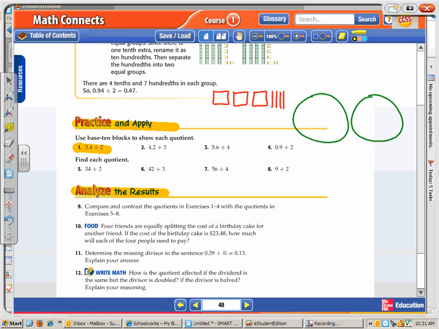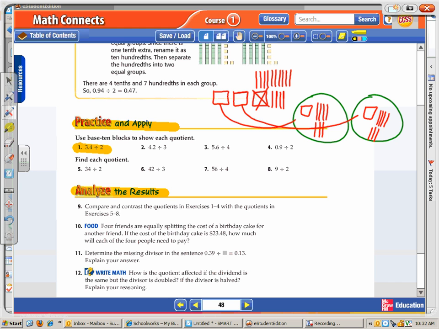Okay, so we can move 1/10 and another 10th. We can't take this 10th, so now we're going to break up this whole into 10/10. 1, 2, 3, 4, 5, 6, 7, 8, 9, 10. Okay, so now I have a total of 14/10. I should be able to give each one 7.